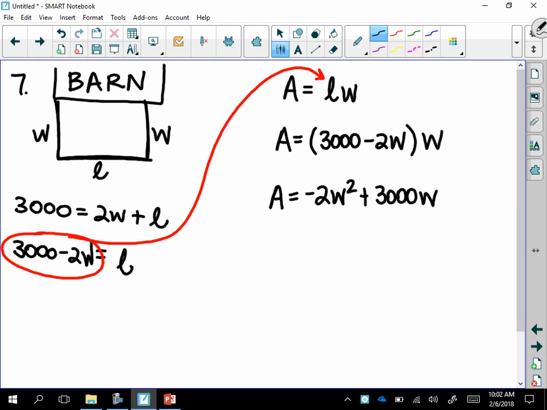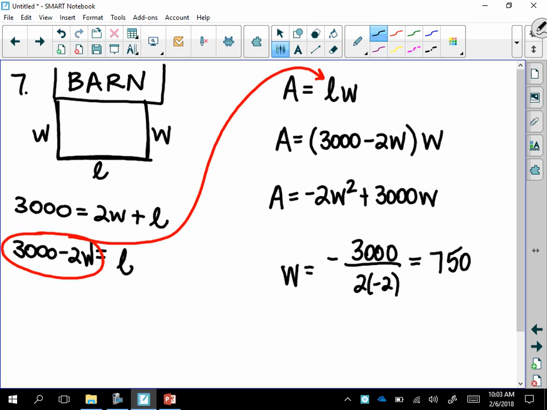I had to do some manipulation to get it into a quadratic form, but now that I have, I can do W equals negative b over 2a, and what does that become? 750? So that's the width that's going to produce the maximum area. The question I wanted to know now is, what is the maximum area? Well, I could take 750 and plug it back into the area equation.